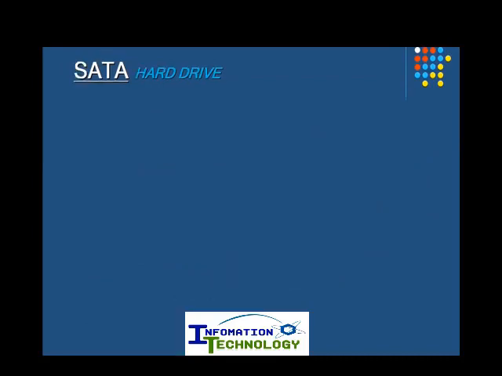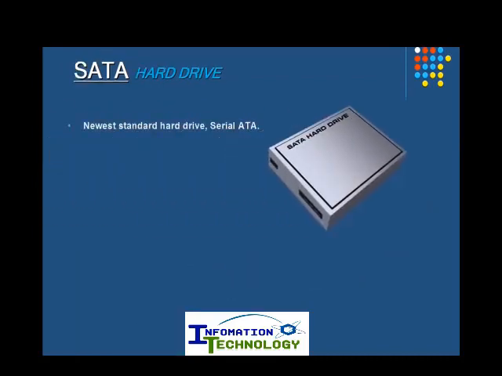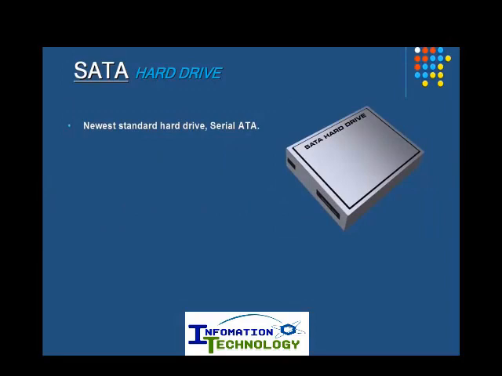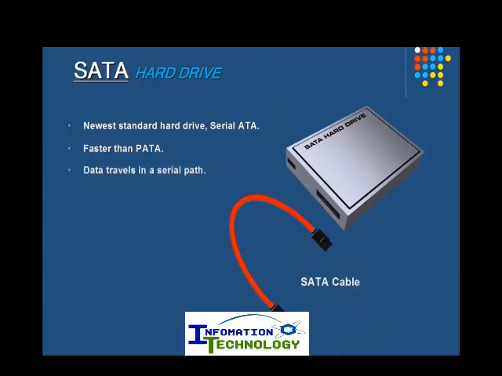Another type of hard drive is called serial ATA. Now this is a newer standard that is faster than PATA. Instead of data traveling in a parallel path, the data travels in a serial path, which means that data travels one bit at a time. SATA drives have fast transfer speeds up to 6 gigabits per second, which is considerably faster.